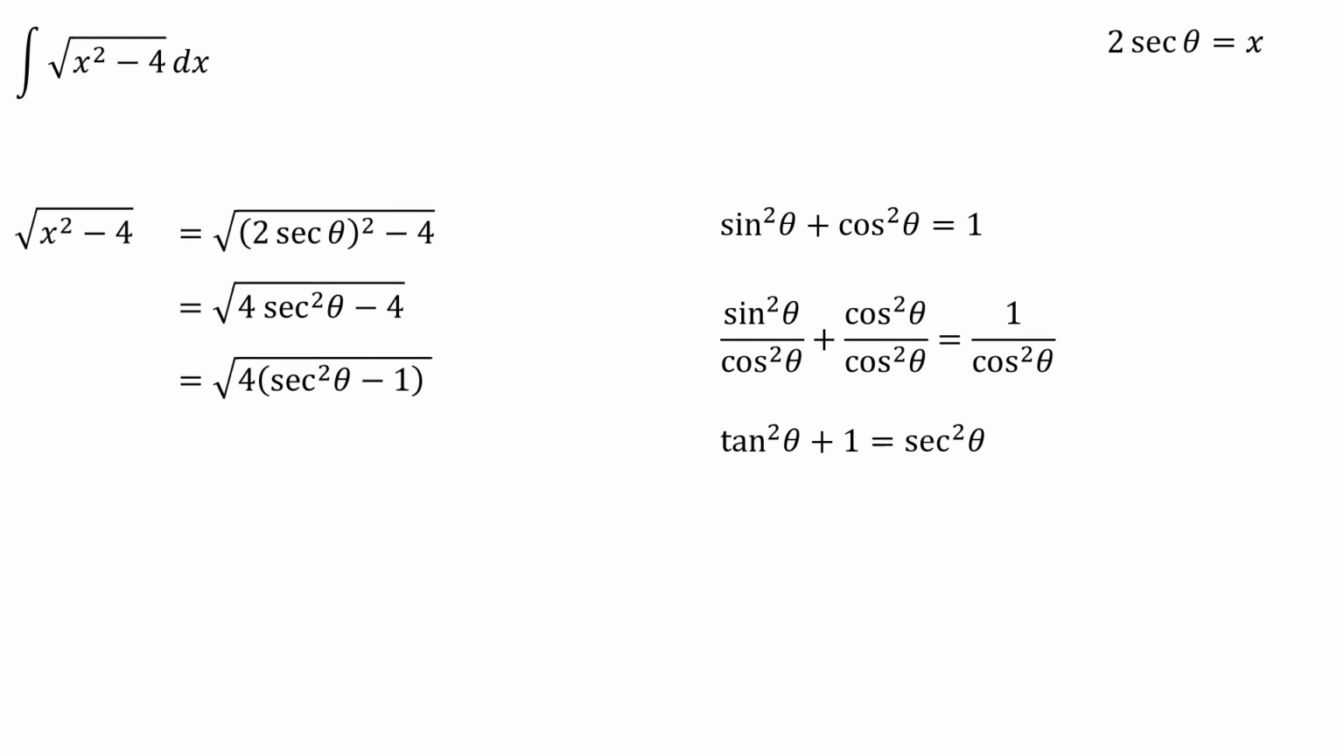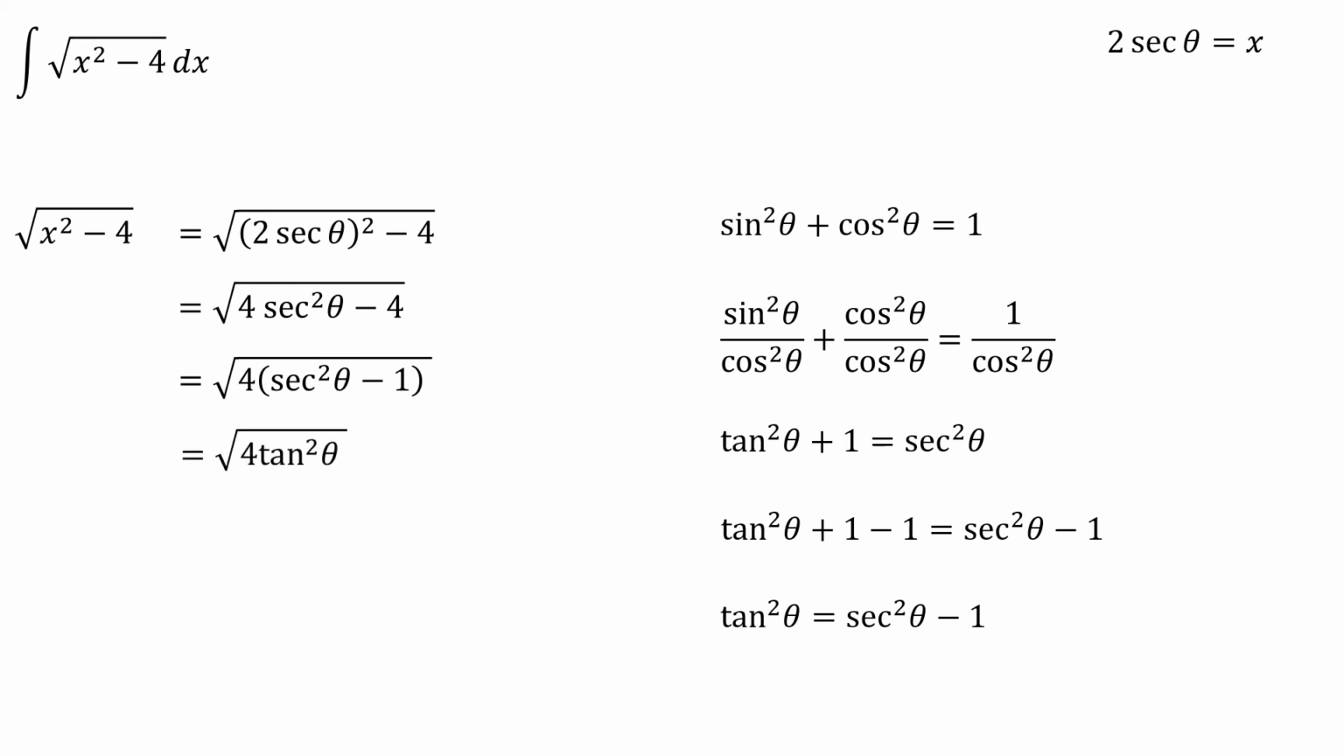That's not quite what's inside there, is it? What if I subtract 1 from each side of the equation? There's my perfect match. Secant squared theta minus 1, that's the same thing as tangent squared theta. So I can make that substitution. Square root of 4, of course, is just plain old 2. Square root of tangent squared theta is just tangent of theta. Now, that only takes care of part of what's inside the integral.